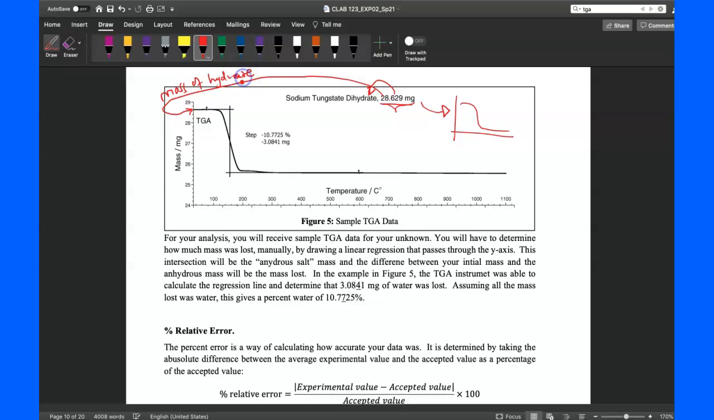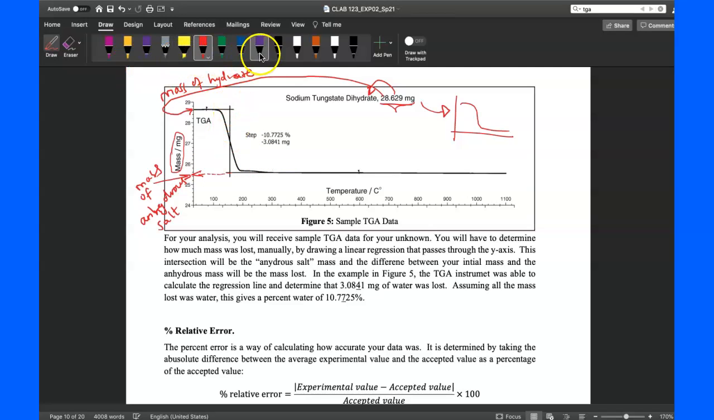As you heat the sample, the mass drops. You see the y-axis is mass, so the mass drops. That's why the graph drops down. Okay, and then it reaches a point where you no longer lose any more mass because all the water is gone. So the reading right here is going to be the mass of anhydrous. That's the mass of the anhydrous salt. Anhydrous meaning dry. It does not have any water because water was lost.